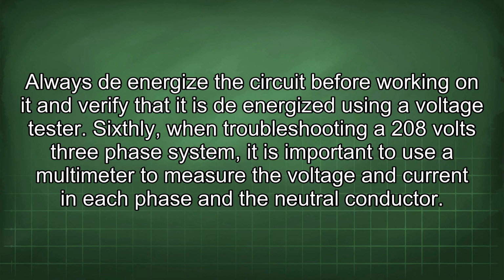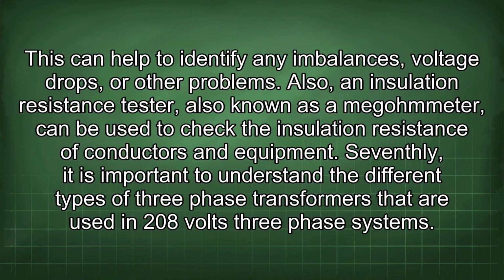Sixthly, when troubleshooting a 208 volts three-phase system, it is important to use a multimeter to measure the voltage and current in each phase and the neutral conductor. This can help to identify any imbalances, voltage drops, or other problems. Also, an insulation resistance tester, also known as a megohmmeter, can be used to check the insulation resistance of conductors and equipment.